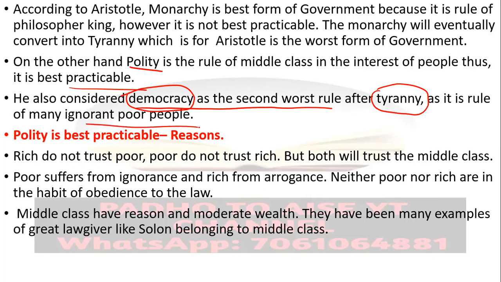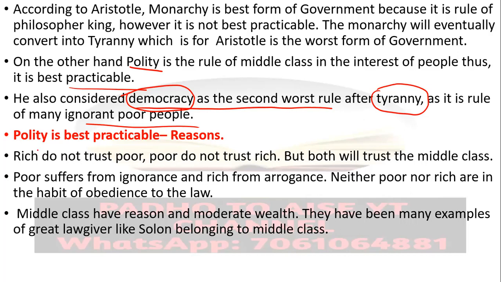There are poor people who are ignorant in nature. So that is a kind of mobocracy. That is not a rule in the interest of all; it is guided by emotion rather than logic, rather than analysis. So therefore democracy is the bad word. So the worst form of government is tyranny, and the second worst form of government is democracy.